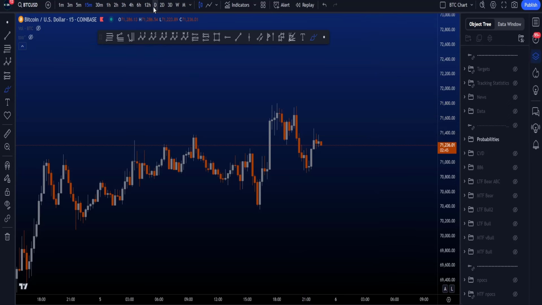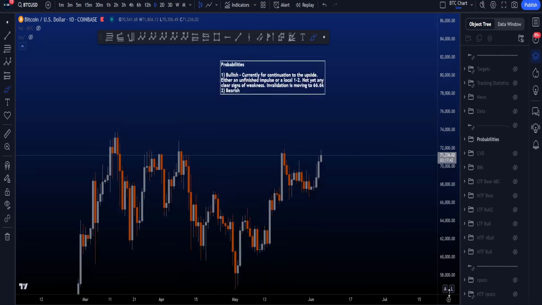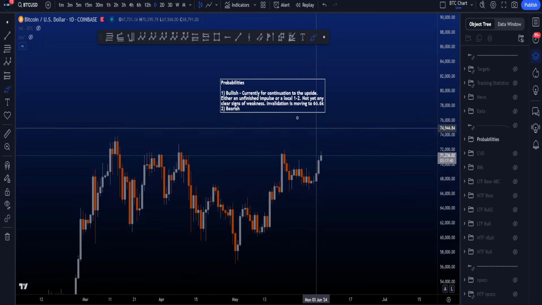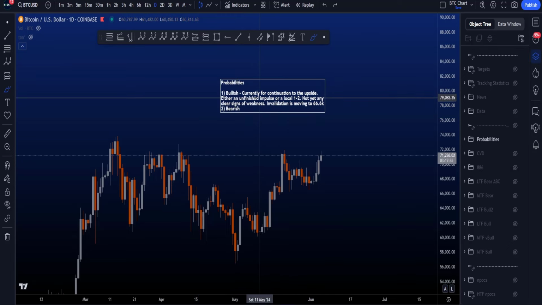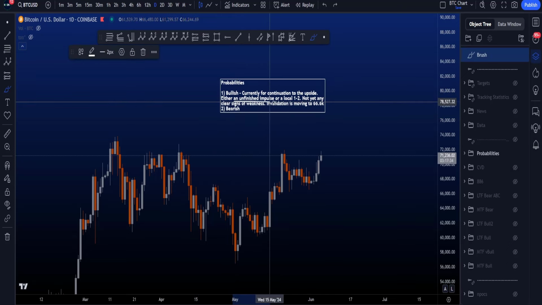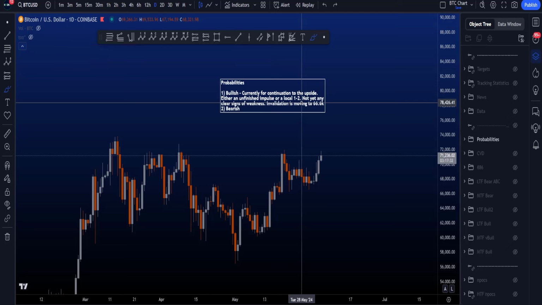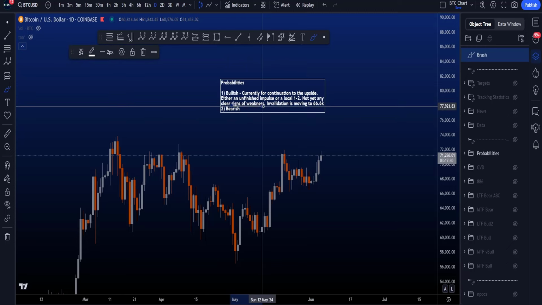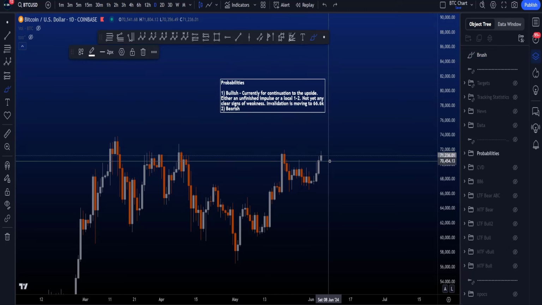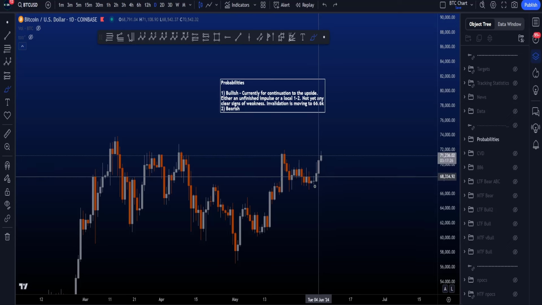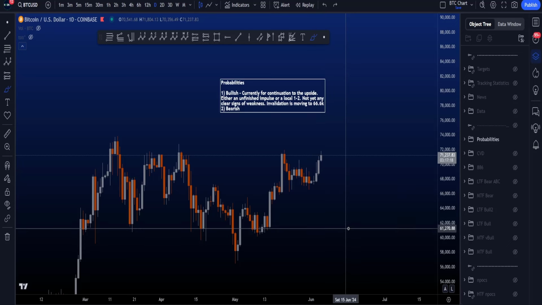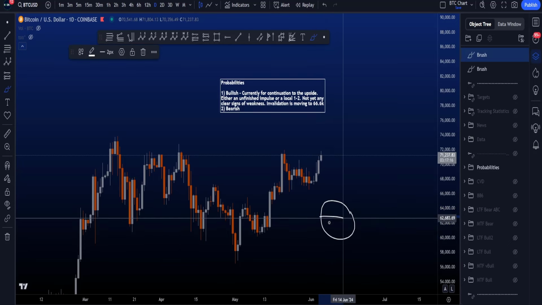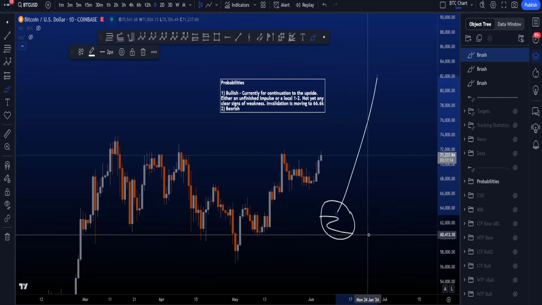If we then talk about the probabilities of the different scenarios, then the probabilities at the moment are bullish. Currently looking for continuation to the upside, either in an unfinished impulse or a local 1-2. Not yet any clear signs of weakness. We also have the 0.886 touch over here at the high, and the invalidation would be moving to the downside to take this low, which arguably gives you an even better opportunity to look for a wave 2 down here and then a big push to the upside in a wave 3.